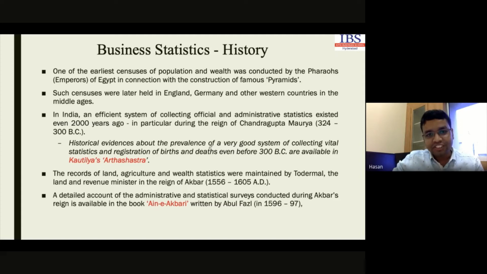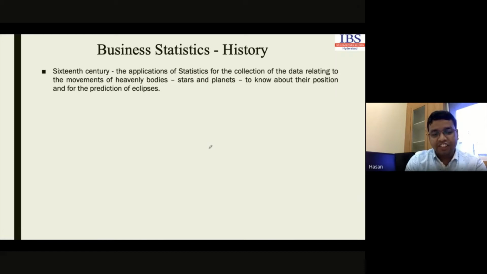After Akbar's reign, in the 16th century, statistics was applied for the collection of data relating to the movement of heavenly bodies for the first time. Earlier, they primarily used statistics to count the population and wealth of the country. In the 16th century, they used statistics for data on heavenly bodies like stars and planets, to know their position and predict eclipses, like diameters and distance from Earth. So for the first time, statistics was used beyond birth and death notices and wealth statistics, to measure the position and speeds and other things for heavenly bodies like stars and planets.